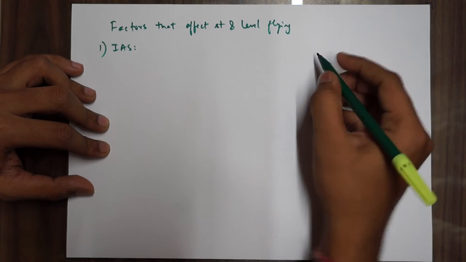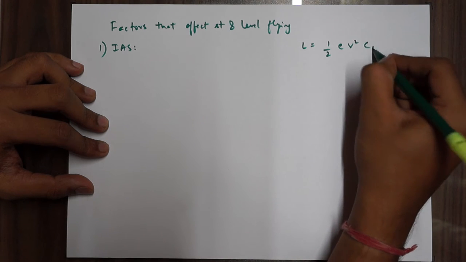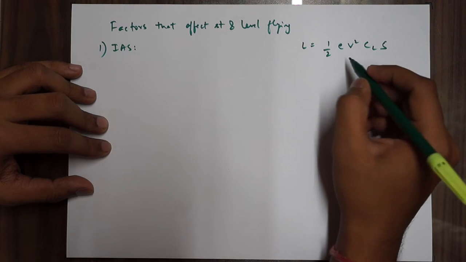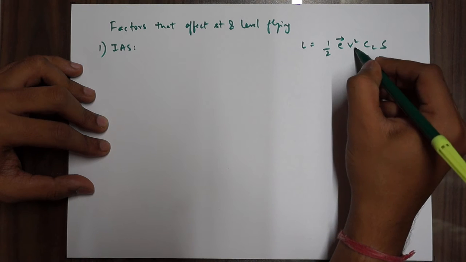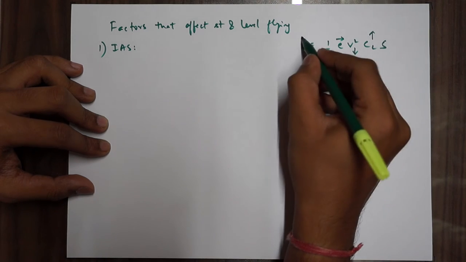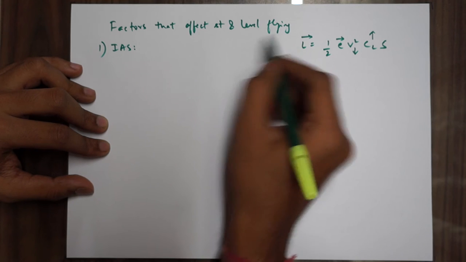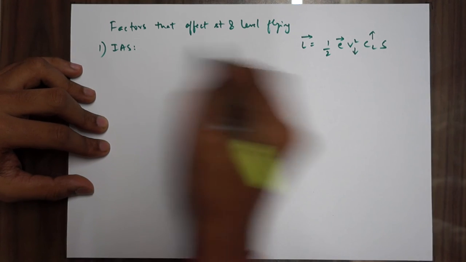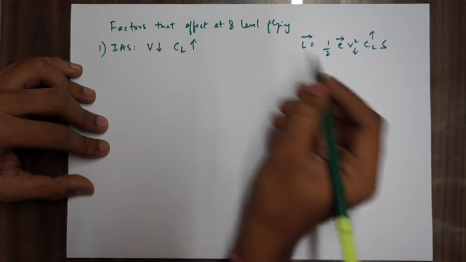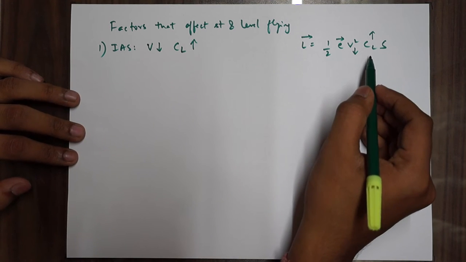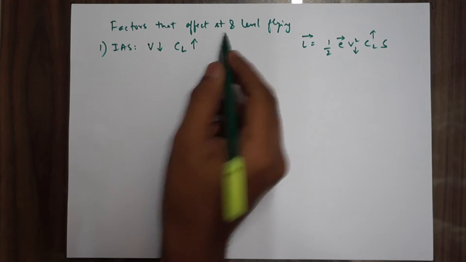Now how does this come? If you remember the lift equation, half rho V square CL S, of course. Suppose the density is constant at a particular level. Now if your IAS is decreased, then the CL has to be increased to maintain level flight. So straight and level flying depends on the velocity, the indicated airspeed. If you decrease V, you have to increase CL. CL can be increased by angle of attack, so you increase the angle of attack to maintain a certain straight and level flying attitude.